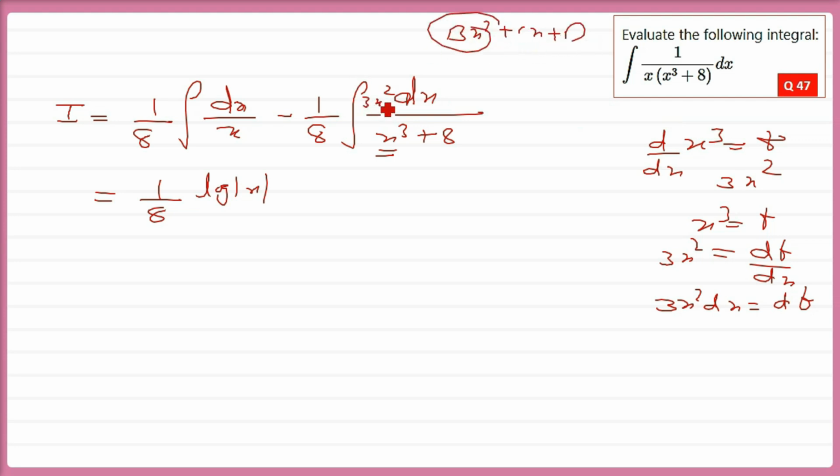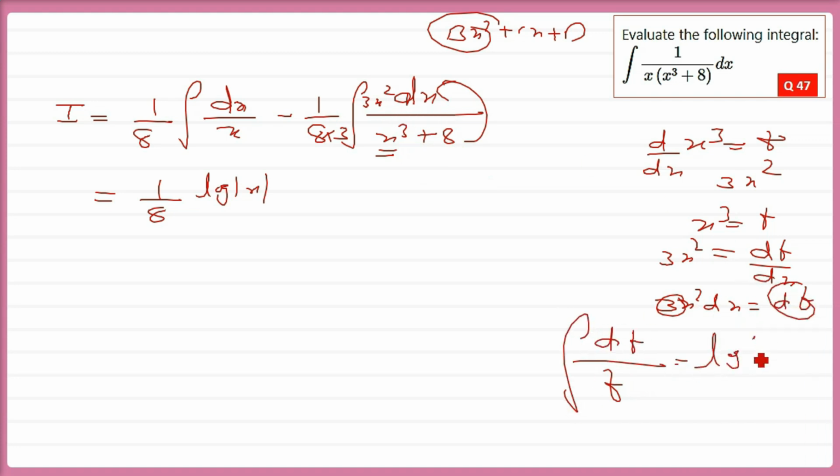If you remember, with negative 1 by 8, x square was already there. I didn't write it, it was already there. I just missed showing you, that was in my mind, but I didn't show you. Remember, x square was already there with negative 1 by 8. So this 3x square dx can be written as dt by t. x cube plus 8 was taken as t. Log modulus t will come. Log x cube will come.